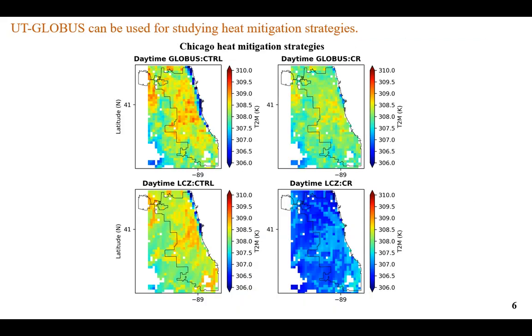We can also use this to test out the efficacy of the heat mitigation strategies. We do not have anything to compare it against because we do not have any experiments at this scale. So this is the control experiment in which we are not implementing any heat mitigation strategies, with GLOBUS and using the LCZs. But when we put in the cool roofs, we see that the LCZ has a tendency to unrealistically cool the city. That's because the plan area fraction is not accurate. But when you use GLOBUS, you get better results.